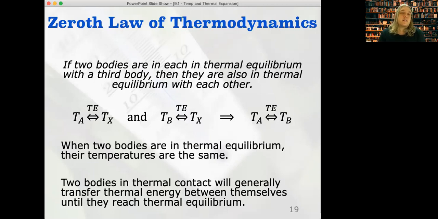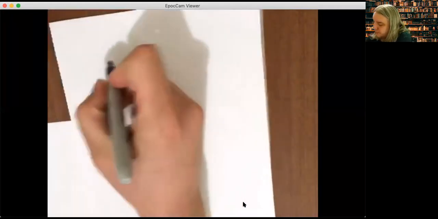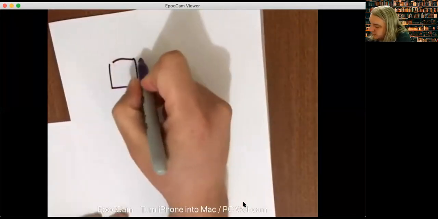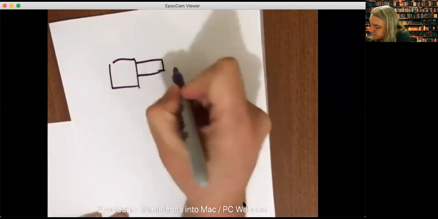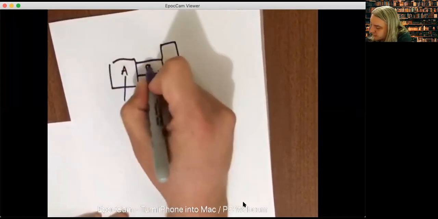So the idea is just that if you've got 2 objects that are in thermal equilibrium with a third body, then they're also in thermal equilibrium with each other. So actually, I'll just jump to my document camera again for a moment. And the idea is just this. You've got some object here, and it's in contact with this object, and that is in contact with this object. So this is object A, B, and C.